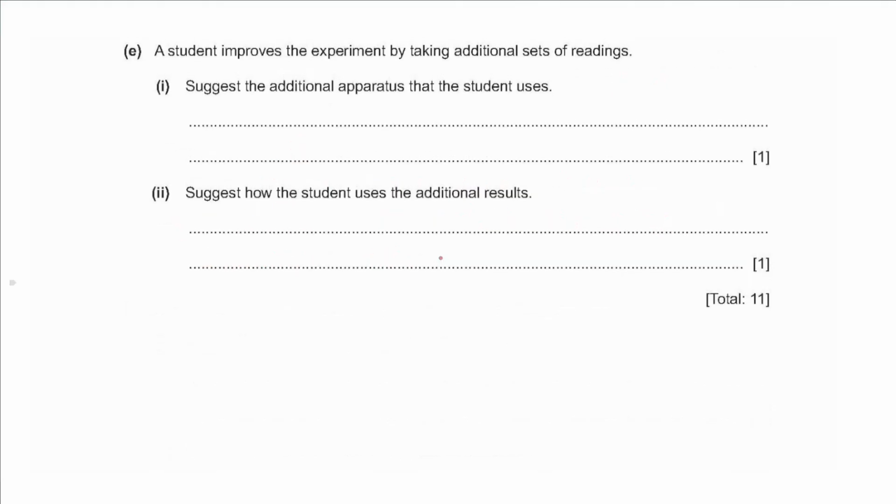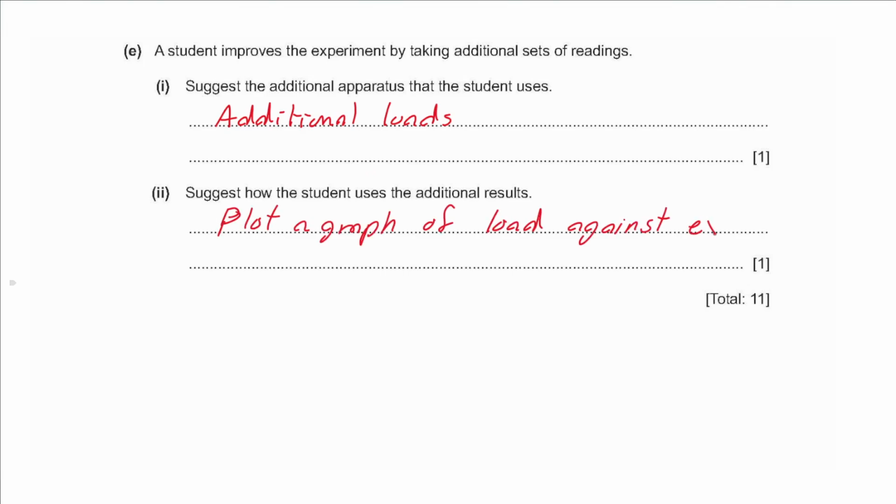Part E says a student improves the experiment by taking additional sets of readings. Suggest the additional apparatus that the student uses. So we could use more loads or different values for the load. So we need additional loads to get different values for the extension. Part E(i) says suggest how the student uses the additional results. So we can say to plot a graph of load against the extension of the spring.